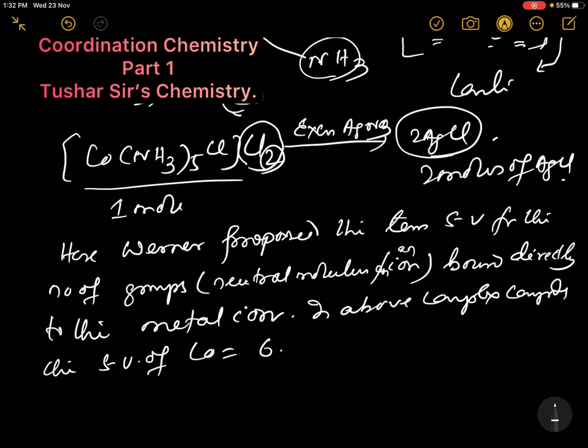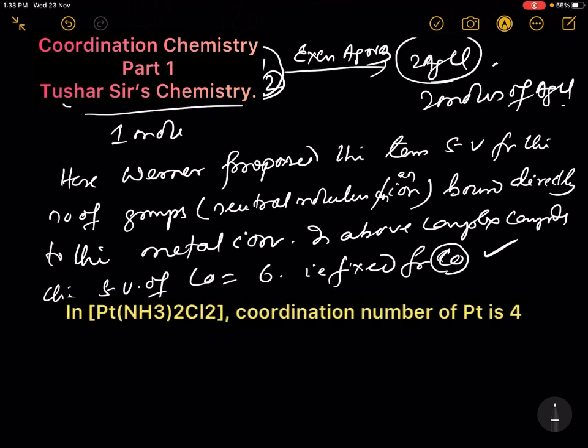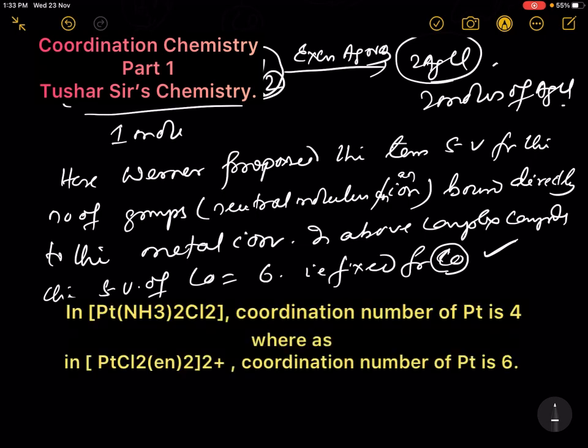That is fixed for cobalt, but in some cases you will find 2 or more secondary valencies for a single metal ion. Usually it is fixed, but in some cases you will find more than 2 or 3 secondary valencies for a single metal ion.